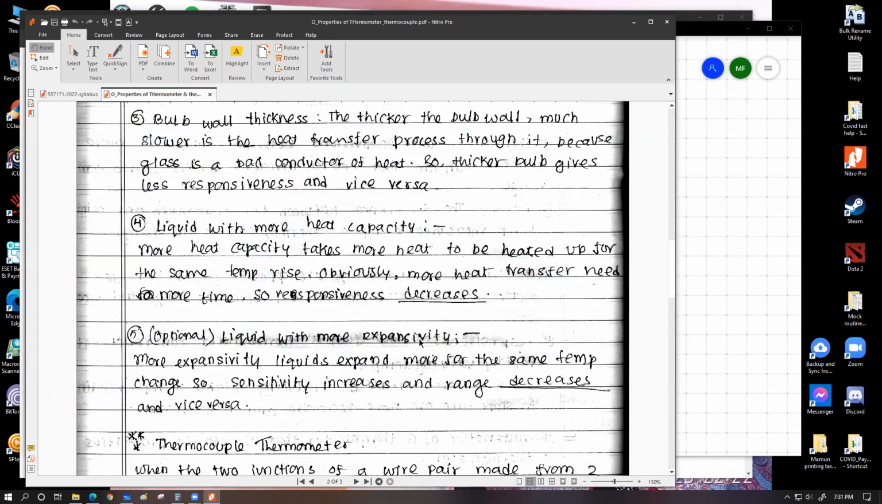More expansivity, the word itself is self-explanatory. It means that there are certain liquids which expand more compared to other liquids for the same temperature rise, for the same volume. For example, between mercury and alcohol, alcohol is more expansive compared to mercury. It's an inherent property of those liquids. So if you use a more expansive liquid, you're going to have a higher sensitivity because it will rise through the bore much higher. If you have less expansivity, you will have less sensitivity. And where you have more sensitivity, you have less range, and vice versa. So that's what it says: a more expansive liquid may expand more for the same temperature change, so sensitivity increases and range decreases, and vice versa.